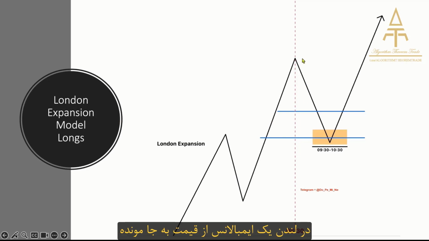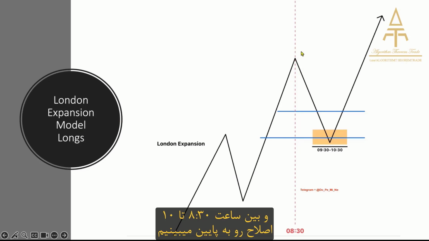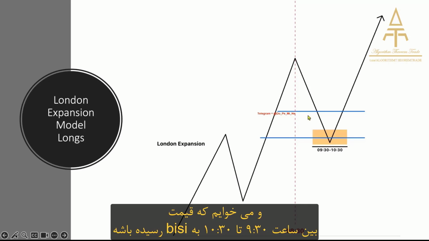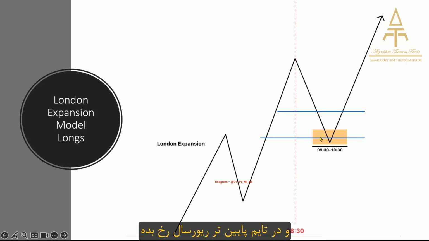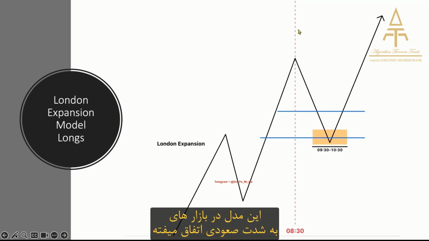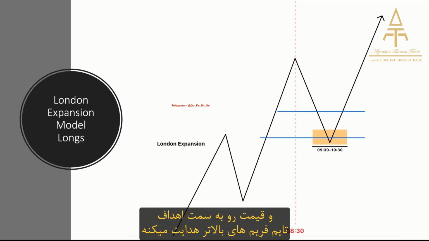Then between 8:30 to 10, 8:30 to 10 specifically, we want to see a retracement occur. We will discuss this soon, why, but we want to see that CB get reached between 9:30 to 10:30. We want to see a low time frame smart money reversal occur, and we will be targeting buy side liquidity resting above this high and higher. This model again occurs when we are in a fairly bullish market and the market is in close proximity to the higher time frame objective.